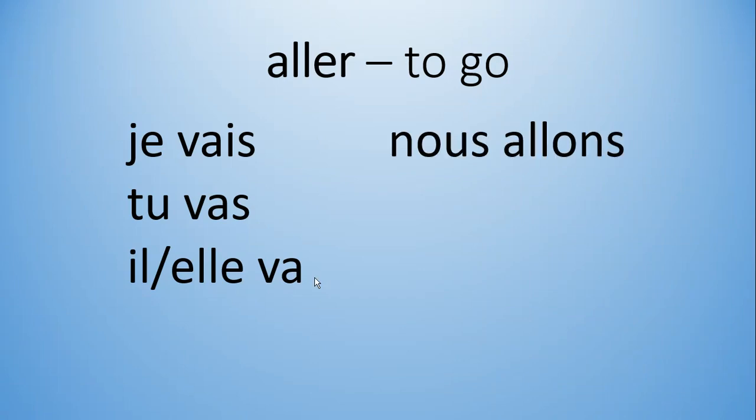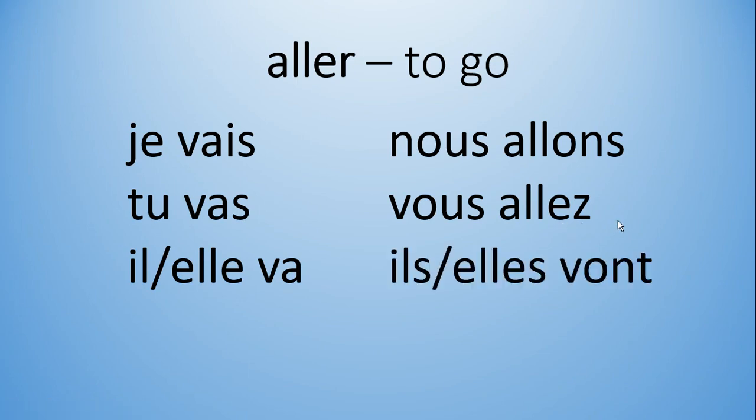Okay, next half, nous allons. And we've seen that before because usually with ER verbs, we learned back at the beginning of the year that we cut off that ER and we put on the ONS. So this one actually does follow the patterns. Okay, so nous allons. The next one, vous allez. And once again, this one follows the pattern that we take off the ER and we add on the EZ that we normally have for the vous form. Okay, and then the last one is going to be ils, elles, vont. Okay, so let's say them all together.